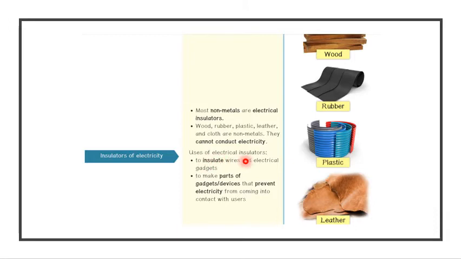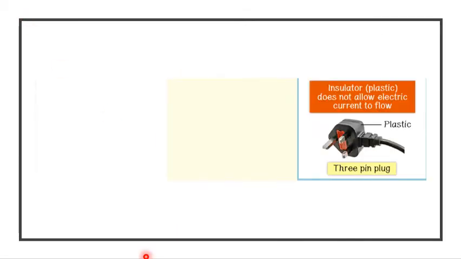Uses of electrical insulators. Number 1, to insulate wires and electrical gadgets. Number 2, to make parts of gadgets or devices that prevent electricity from coming into contact with users. An insulator made from plastic does not allow electric current to flow. Plastic in a 3-pin plug.